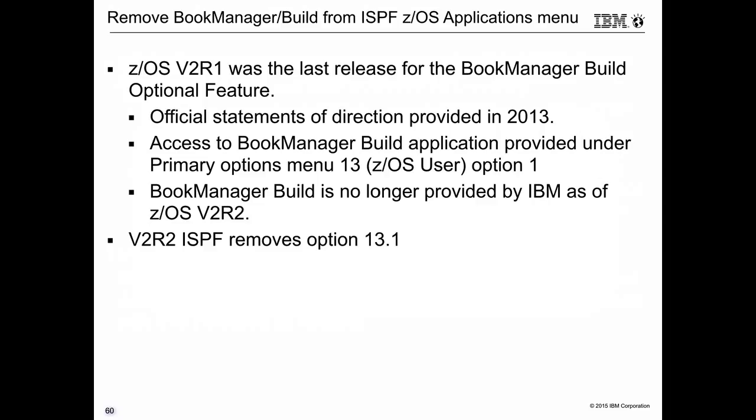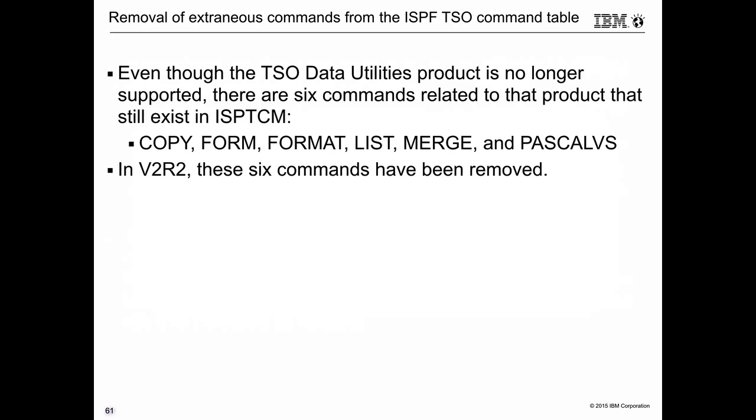2.1 was the last release to include the Book Manager Build optional feature. This is 13.1 under your ISPF option menu, and since it was removed from the product, we've removed it from that menu. There's an older TSO data utilities product that's been out of support for some period of time now. There were 6 commands related to that product that still existed in the ISPF TSO command table, and you see them on the screen here. We've removed those 6 commands. So again, this is just a form of cleanup.